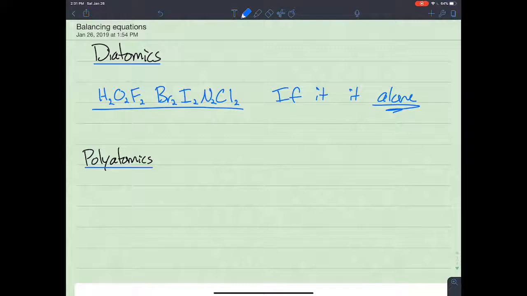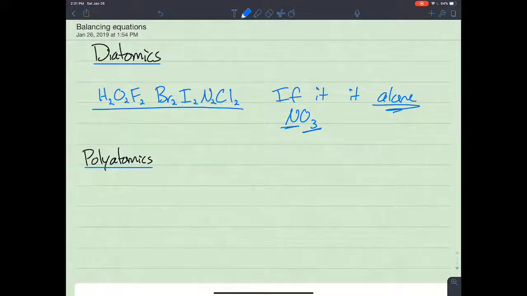Okay? If they are in a molecule bonded with other atoms or a polyatomic or whatever it might be, they can exist in different numbers. Take nitrate, for example, NO3. Alone nitrogen would have 2. Alone oxygen would have 2, in its standard state. But in nitrate, nitrogen has 1, oxygen has 3. If they are alone, they exist in a pair of 2.